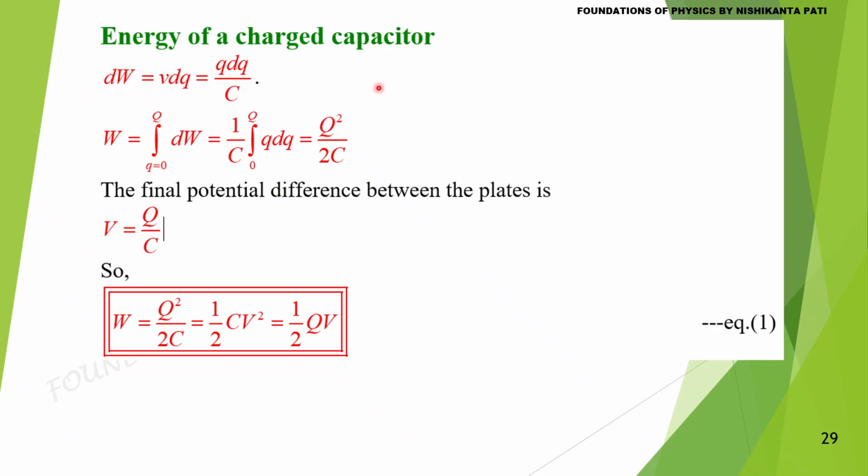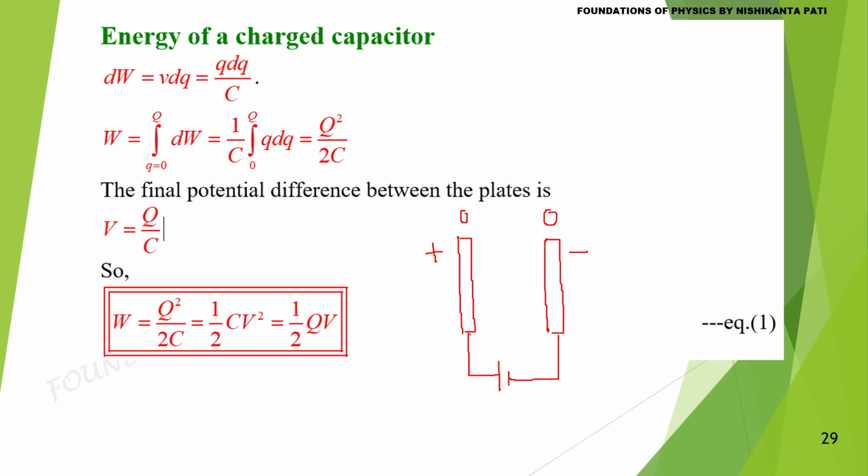Energy of a charged capacitor. When we buy an uncharged capacitor from the market, the first plate is neutral, means the charge is 0. The second plate is also neutral, the charge is 0. If it is connected to the battery positive and this is connected to the battery negative, so this plate becomes negative charge, this plate becomes positive charge.